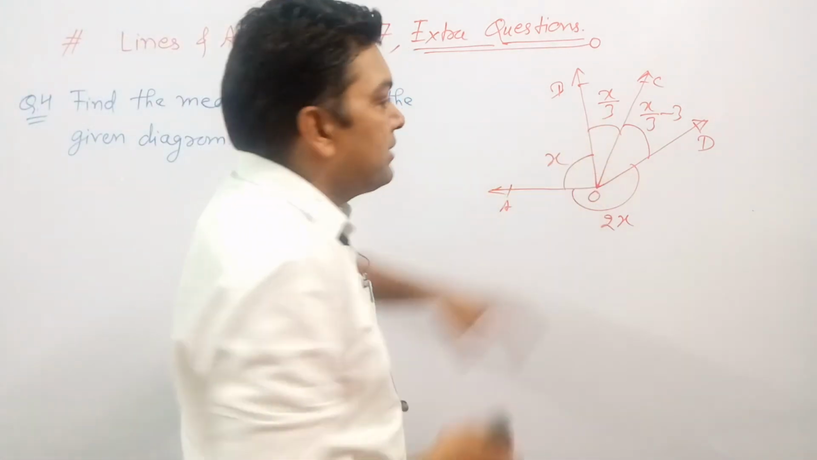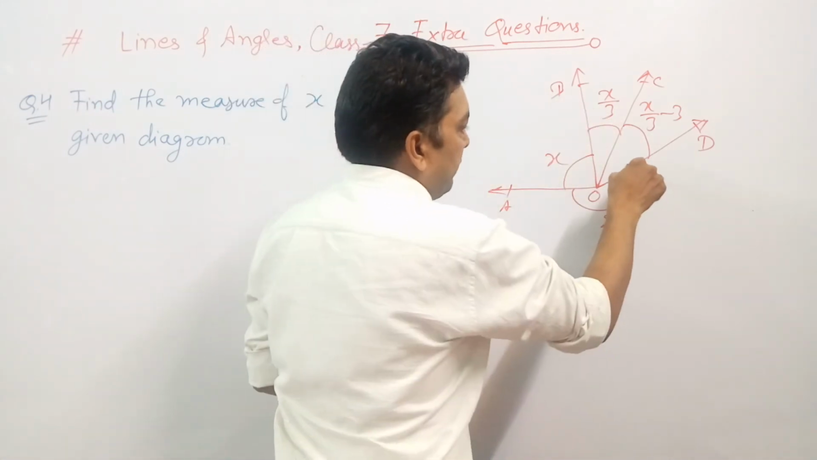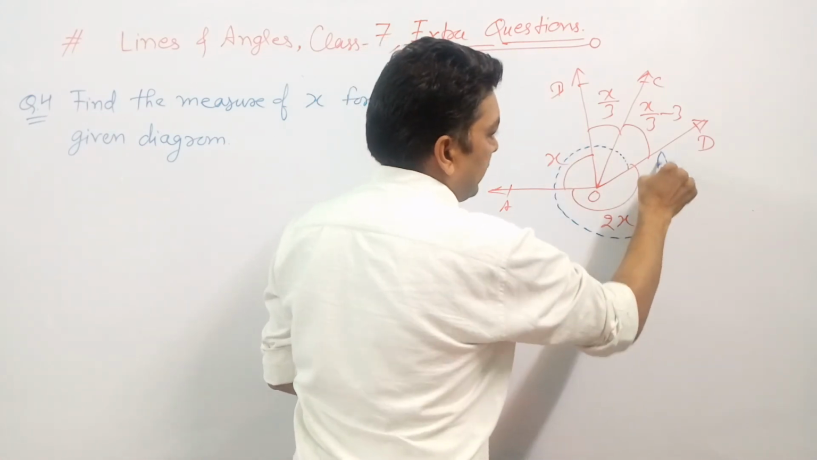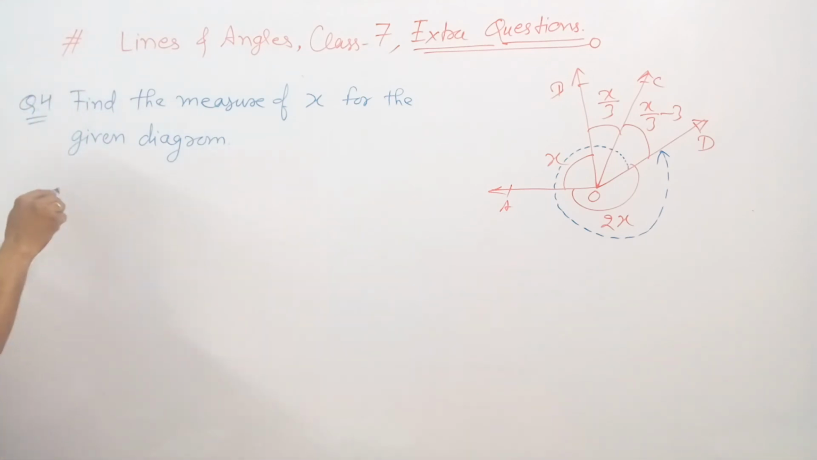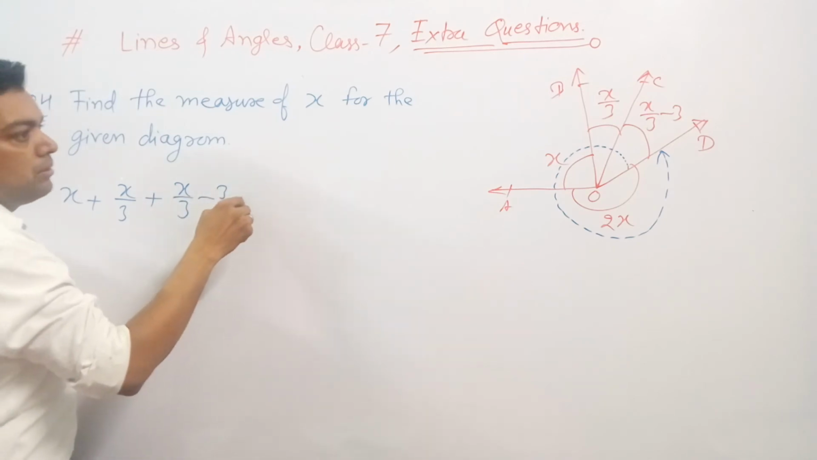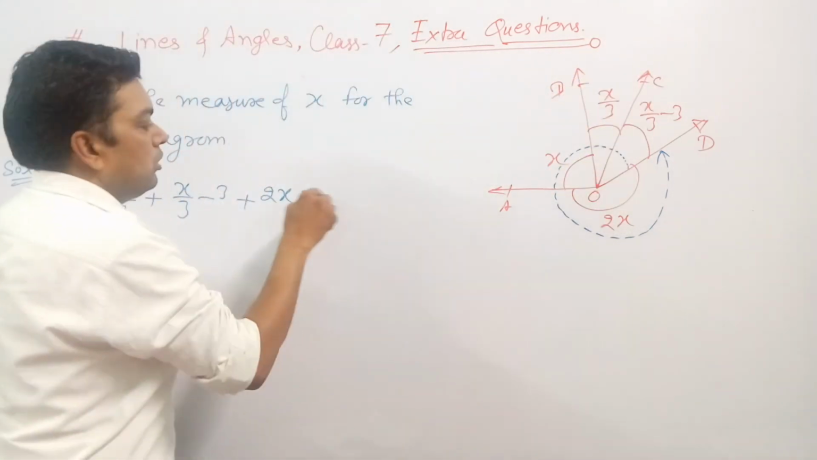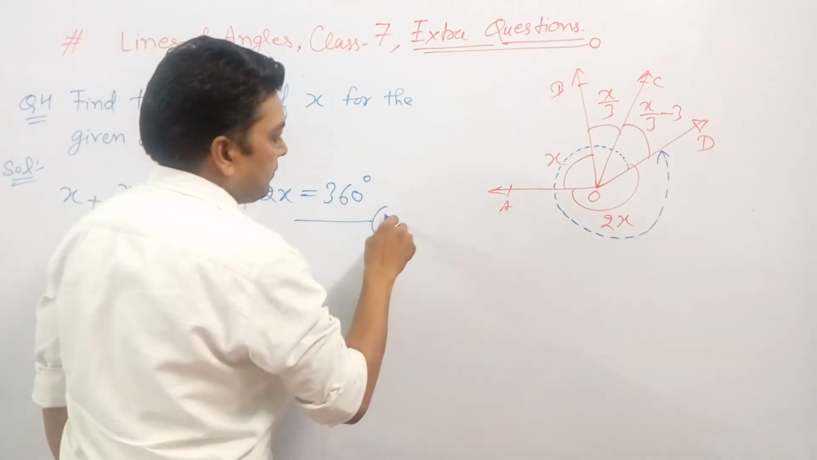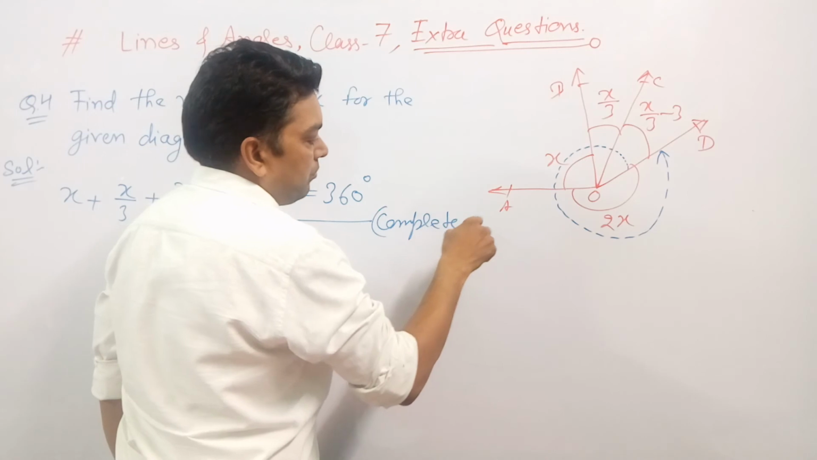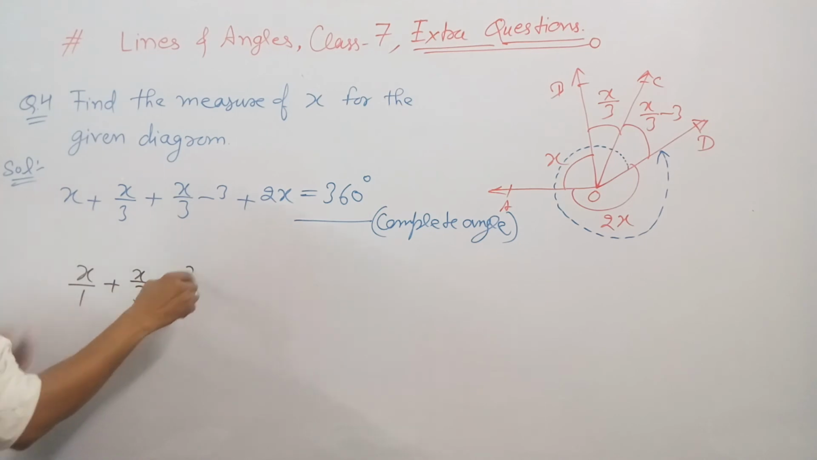So here you will use the property of complete angle, or angle at a point. The sum of all these angles made at this point is equal to 360 degrees, right or not? So you write x plus x by 3 plus x by 3 minus 3 plus 2x is equal to 360 degrees. The reason you will write is complete angle. Now solve this question.